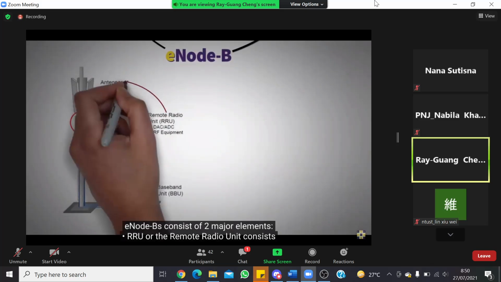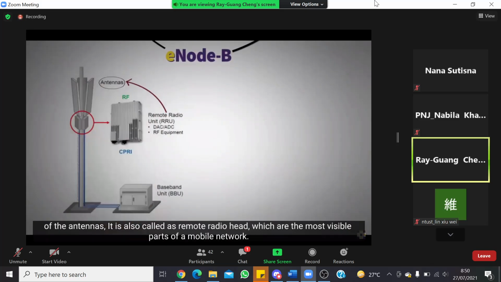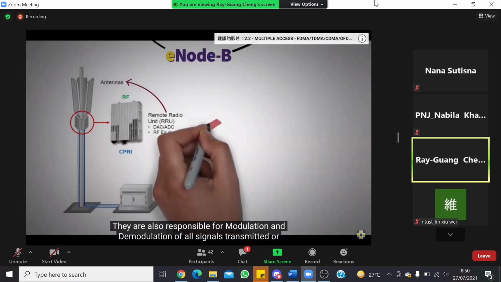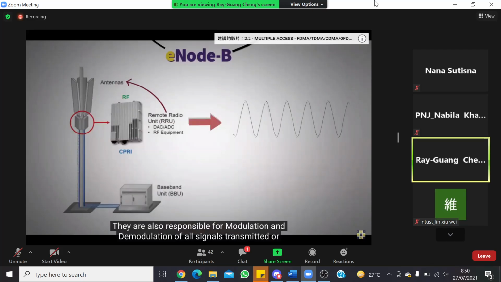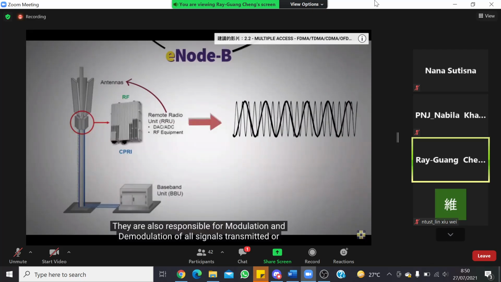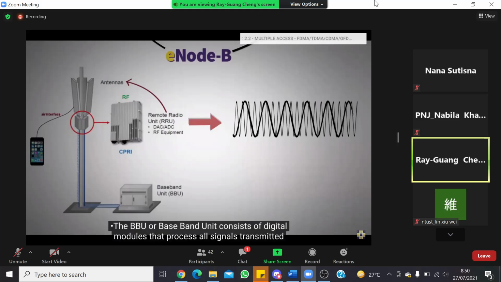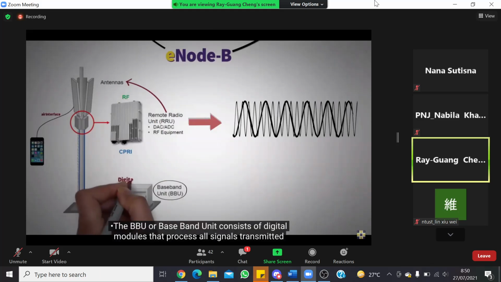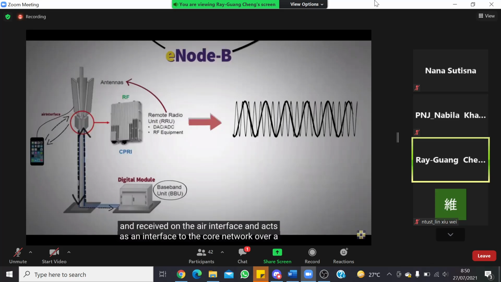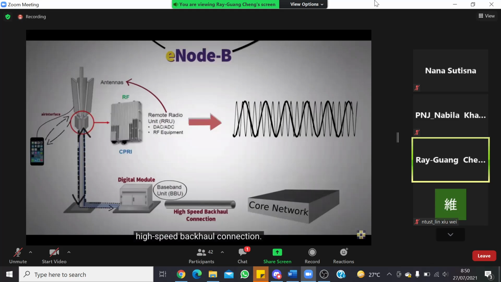The RRU, or the remote radio unit, consists of the antennas. It is also called remote radio head, which are the most visible parts of the mobile network. They are also responsible for modulation and demodulation of all signals transmitted or received on the air interface. The second part is the BBU, or baseband unit, which consists of digital modules that process all signals transmitted and received on the air interface and acts as an interface to the core network over a high-speed backhaul connection.